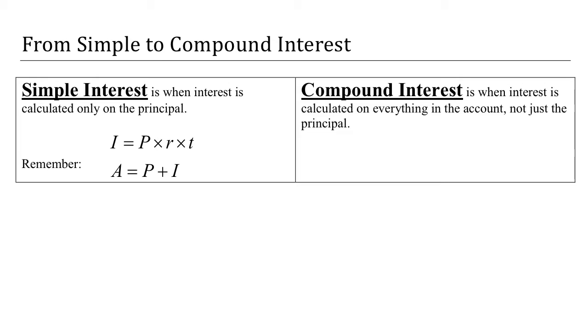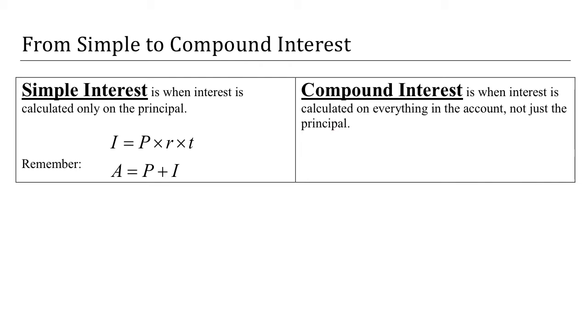So just to recap from the last lesson, simple interest is when interest is calculated only on the principal. The principal is the original amount of money borrowed or invested. The amount of interest is calculated by the principal multiplied by the interest rate multiplied by the number of years. The total amount of the investment would be whatever the principal was plus the interest earned. So simple interest is calculated only on the principal. Compound interest is different. It's when interest is calculated on everything in the account, not just the principal.